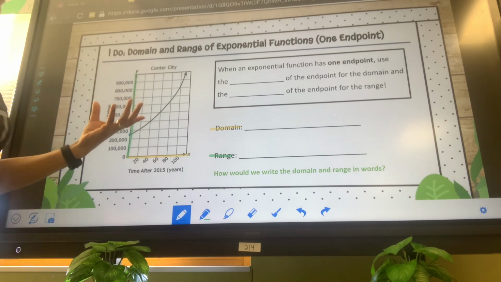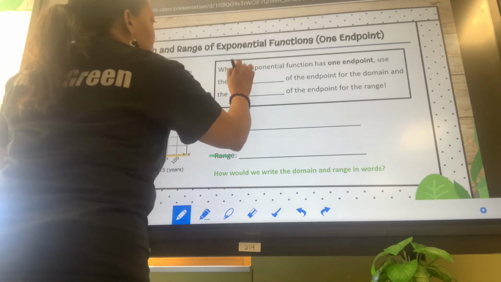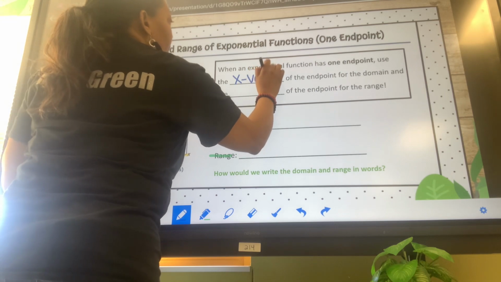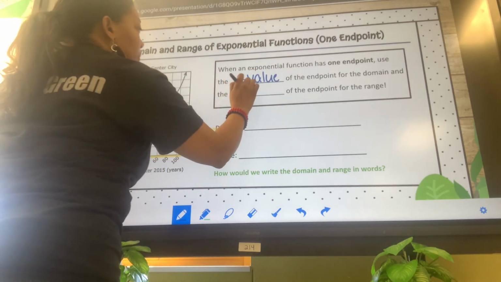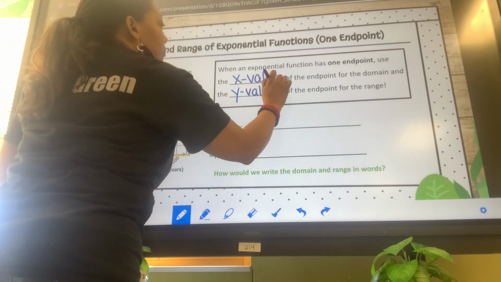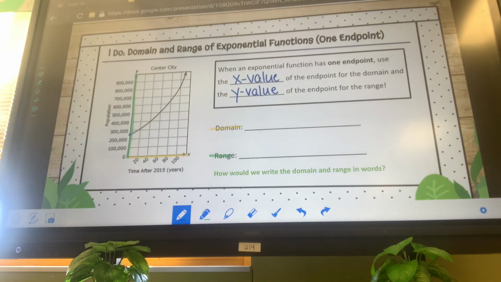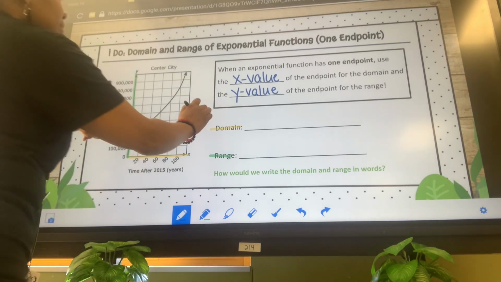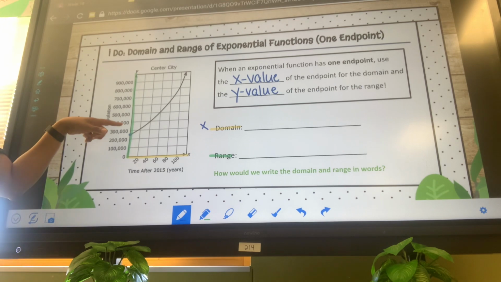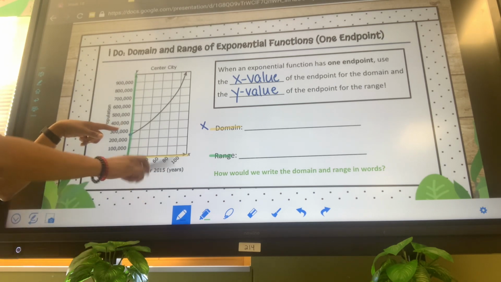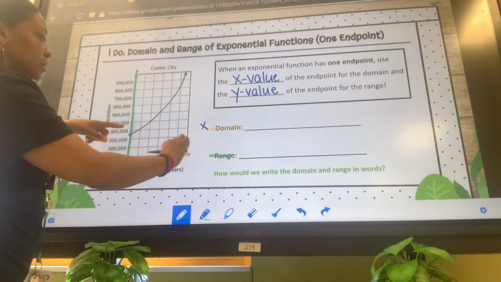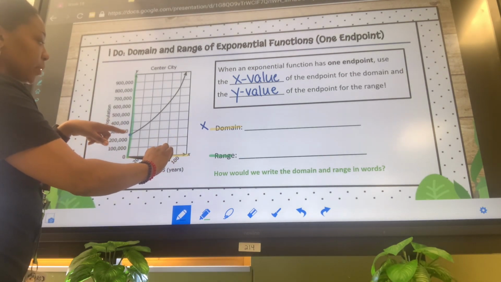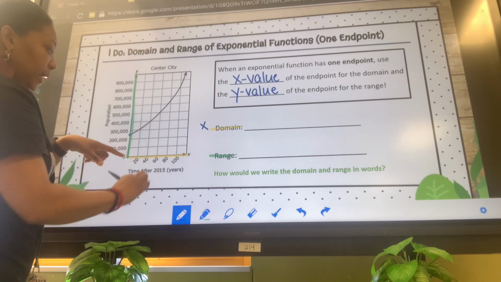But our number is going to come from the X value of the endpoint for domain and the Y value of the endpoint for range. Okay, so here's our endpoint. Now remember, our domain is the X. So that means I have to go to my X-axis and get the value from there. So my X-axis is here. What's the value where this dot is? It's right here at the 0.